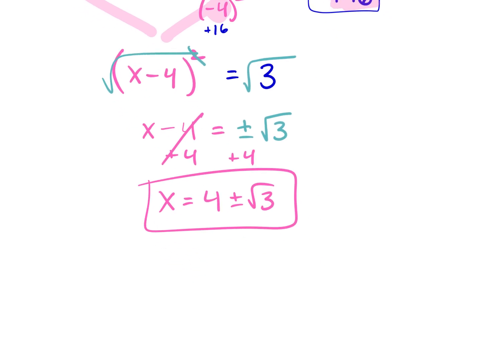Now remember on WebAssign, it's going to want you to separate them as 4 minus square root 3, comma, 4 plus square root 3. But on the test or quiz, 4 plus or minus square root 3 is perfectly fine. This is how WebAssign is going to want it.